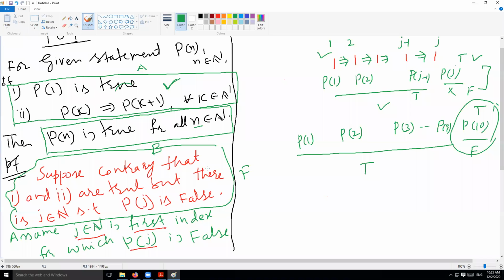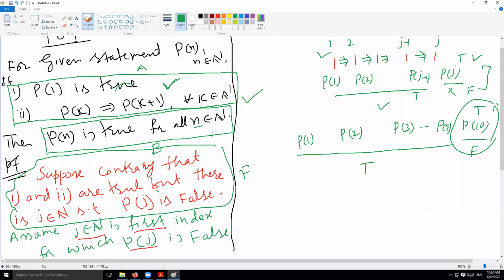So if this is false, the given statement is true. Why? Because this statement is a negation of the given statement actually. So therefore the principle of induction is true. So we proved the principle itself by the method of contradiction actually. If there are any questions, please ask.